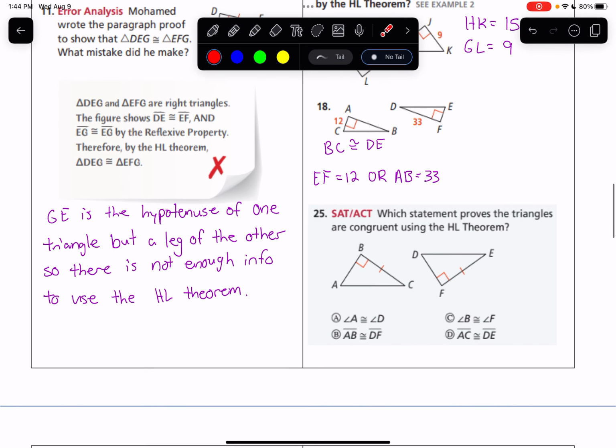Number 25, which statement proves the triangles are congruent using the hypotenuse leg theorem? Well, right now we have two legs that are congruent. We have right triangles. So all we need to know is that the hypotenuses are congruent, and that is choice D. AC is congruent to DE.